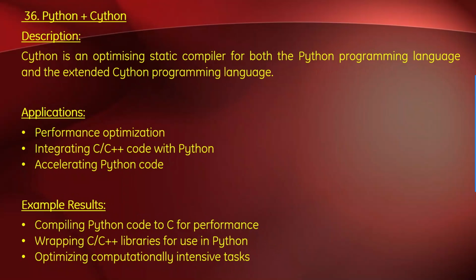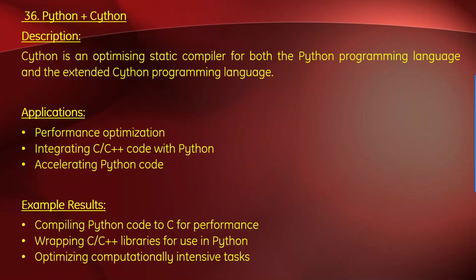Moving on, we have Python plus Cython. Now, what is Cython? Cython is an optimizing static compiler for both the Python programming language and also the extended Cython programming language. So if you want to execute both kinds of code, you can use Python plus Cython.